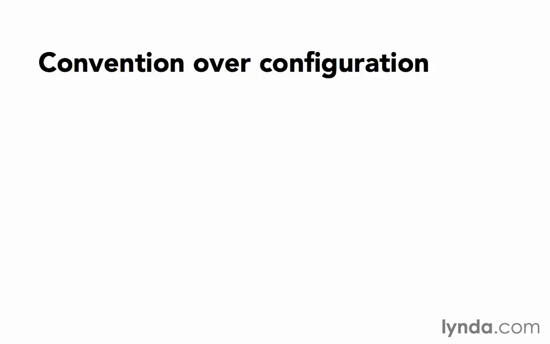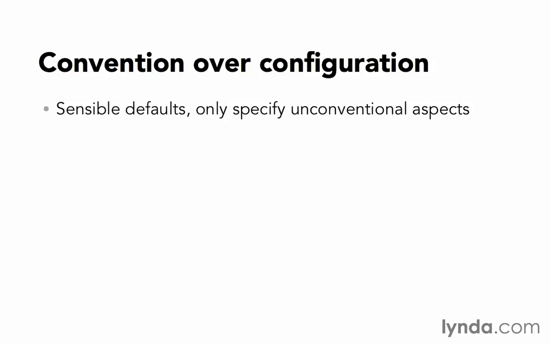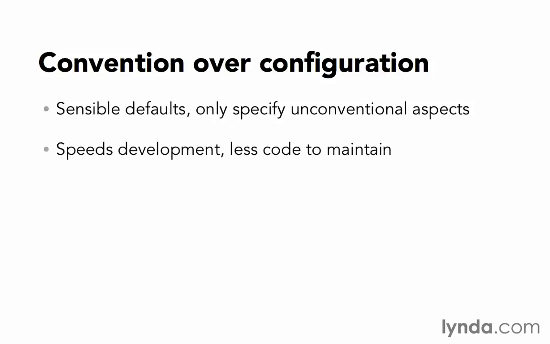Rails is built using sensible default choices for everything. Those default options are what we'll use unless we override those defaults with our own choices. That means we only need to specify the unconventional aspects, the things that are different for our code. That speeds up development a lot because most of the time we can sort of ride on those defaults to get most of the way there. And then we only have to write code for the things that are different.